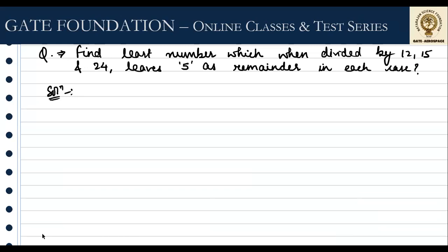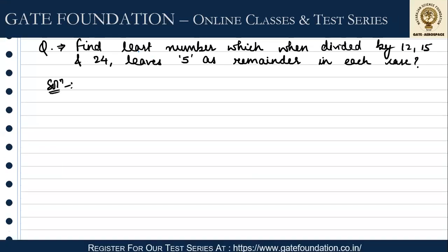Good. Now let's try to see how we can solve this number. You are supposed to find out the least number which, when divided by 12, 15, and 24, all these three numbers one by one, leaves a remainder of 5 in each case. First of all, to solve this kind of question, we need to find the LCM. So we need to find a number which is divisible by 12, 15, and 24, all of them. So I'll try to identify the LCM of 12, 15, and 24.